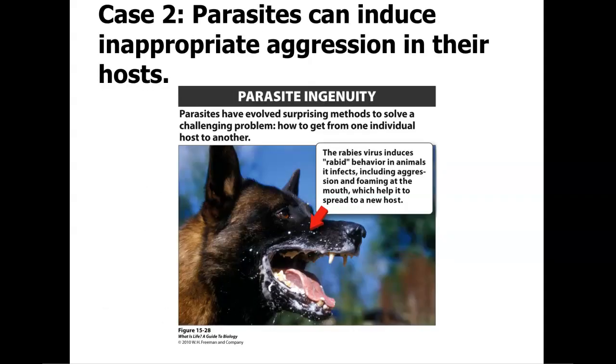Case 2, parasites that can induce inappropriate aggression in their host. So you can have a parasite that has evolved a surprising method to solve challenging problems, such as how to get from one individual host to another if it's going to kill its host. Rabies is a good example of this virus. It's going to induce what we know as a rabid behavior in animals that it infects, and that's going to be things such as aggression, foaming at the mouth, and that's going to help it actually to attack other animals and then spread that virus.